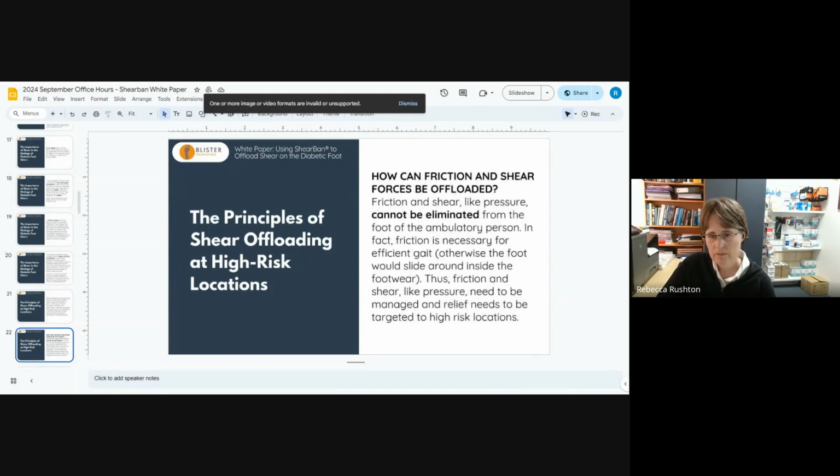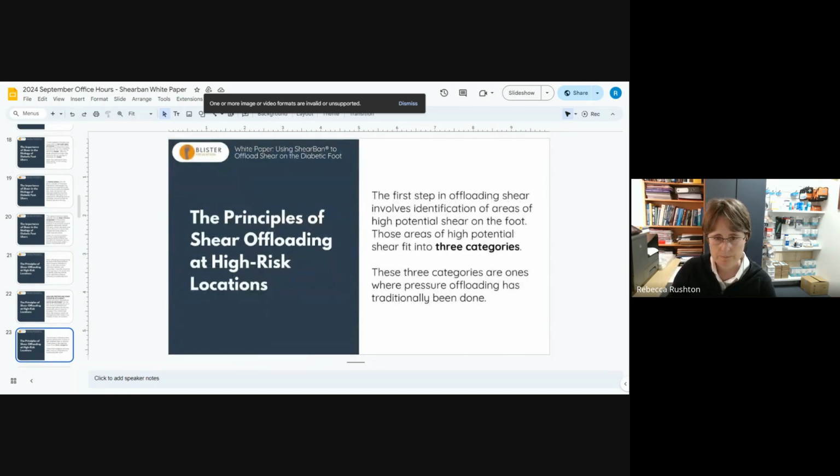How can friction and shear forces be offloaded? Friction and shear, like pressure, cannot be eliminated from the foot in the ambulatory person. In fact, friction is necessary for efficient gait, otherwise the foot would slide around inside the footwear too much. Thus, friction and shear, like pressure, need to be managed and relief needs to be targeted to high-risk locations. It's not the aim of ulcer management or blister management, for instance, to reduce friction everywhere. It's actually necessary for the efficiencies of gait.